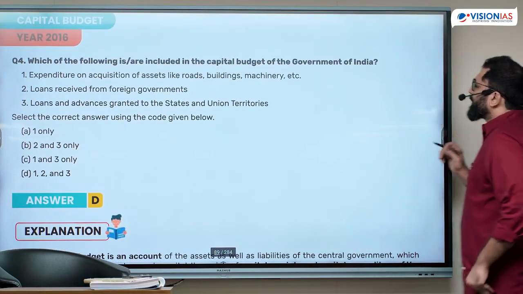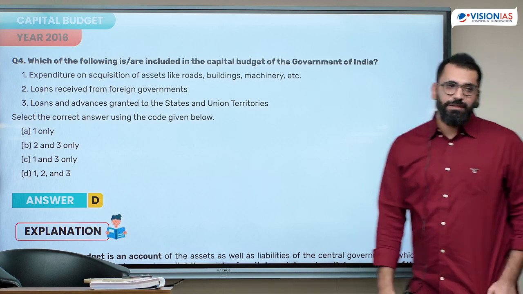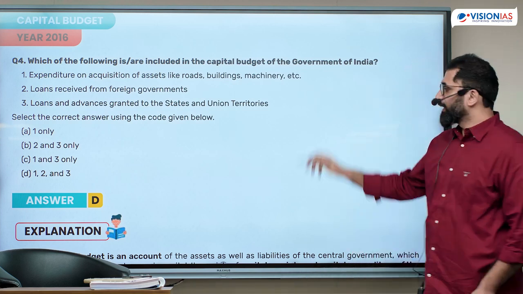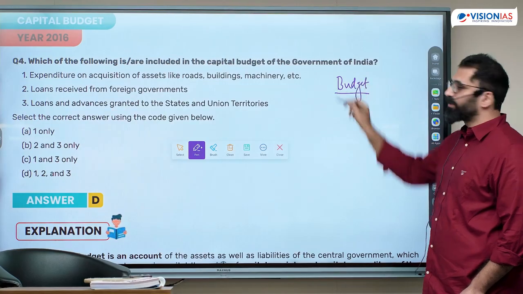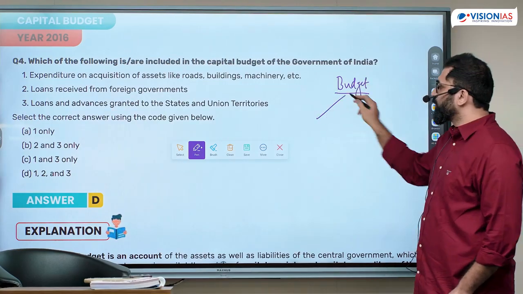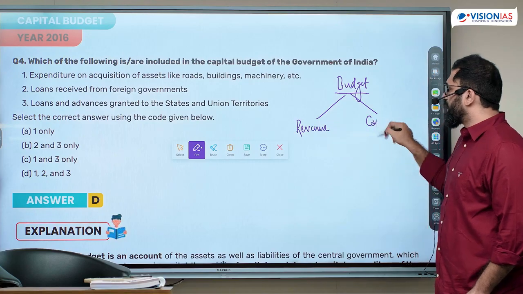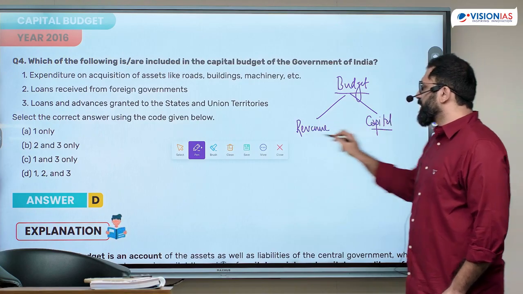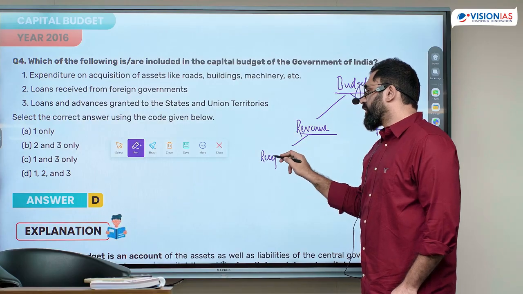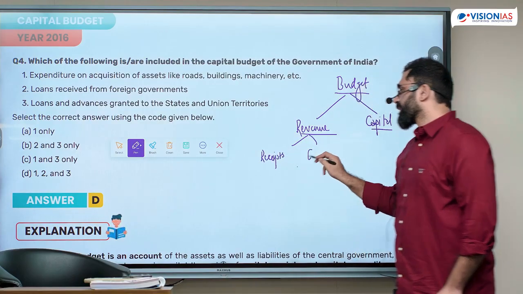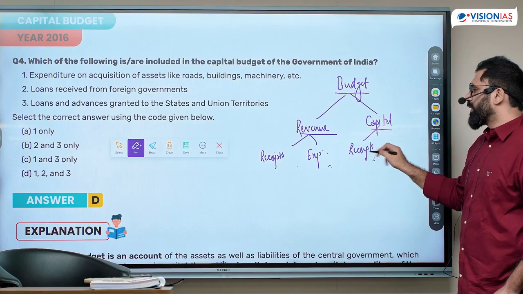Which of the following are included in the capital budget of the Government of India? Budget has 2 classifications. What exactly? The expenditures or the revenue which we collect, or the receipts we collect, can be classified into 2 heads, that is revenue and capital. Revenue incoming is called revenue receipts and revenue outgoing is revenue expenditure. Similarly, capital receipts and capital expenditure.